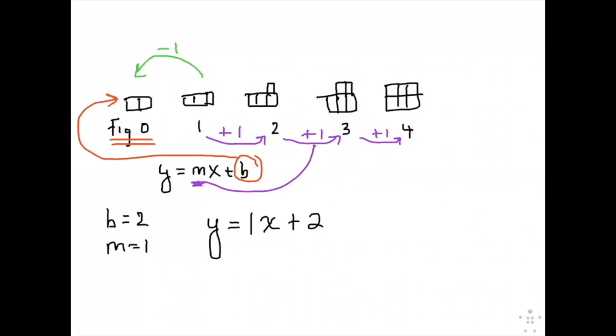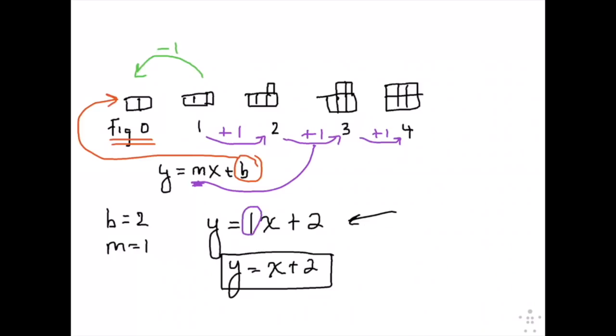Now, normally you would not leave the 1 in front of the x as it's not needed. So the final answer would be y equals x plus 2. But you should show this work to show that you actually know that the 1 here came from here, and the 2 came from here. So it's good to write y equals 1x plus 2 and then change it into y equals x plus 2.